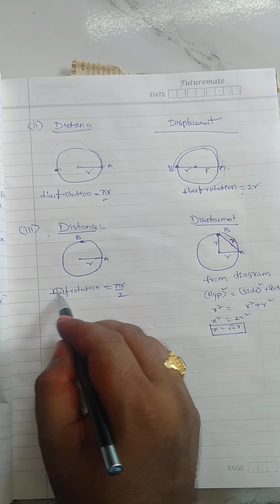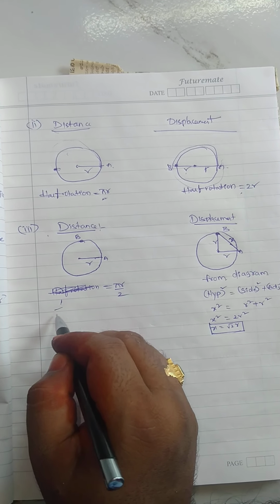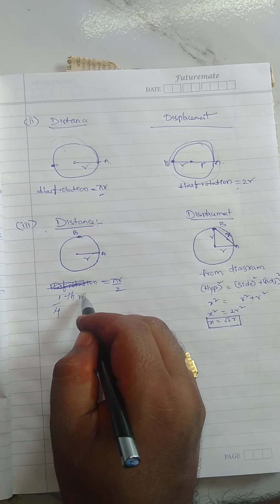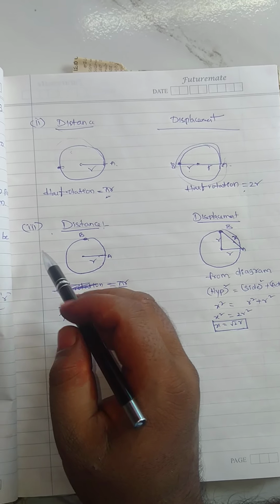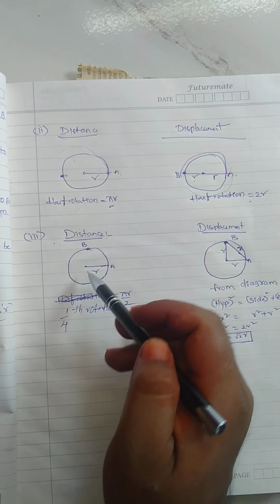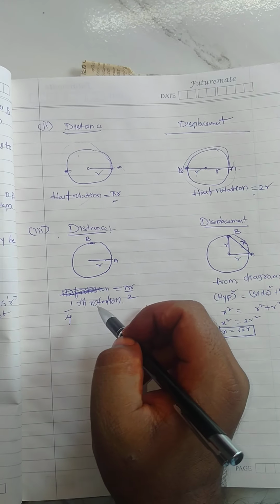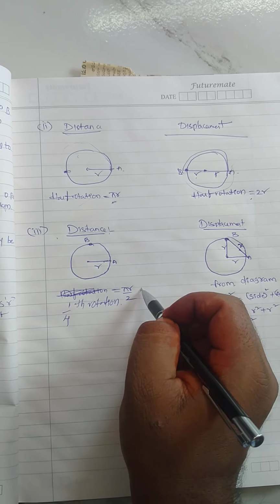Now the third case, 1/4 rotation. It is not a half rotation, it is a 1/4 rotation. For full rotation the distance is 2 pi r, for half rotation 2 pi r by 2, and for 1/4 rotation it is 2 pi r by 4, which is nothing but pi r by 2.